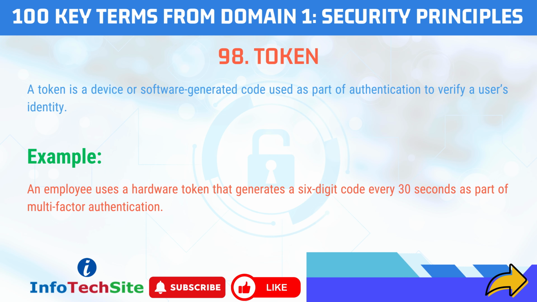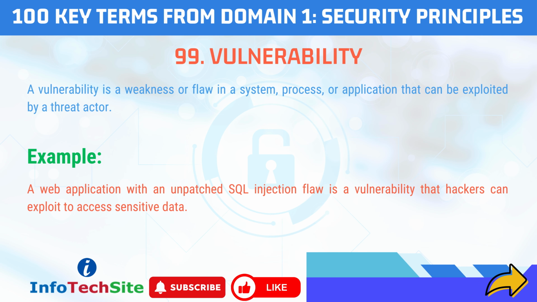98. Token. A token is a device or software-generated code used as part of authentication to verify a user's identity. Here is an example. An employee uses a hardware token that generates a 6-digit code every 30 seconds as part of multi-factor authentication. 99. Vulnerability. A vulnerability is a weakness or flaw in a system, process, or application that can be exploited by a threat actor. Here is an example. A web application with an unpatched SQL injection flaw is a vulnerability that hackers can exploit to access sensitive data.